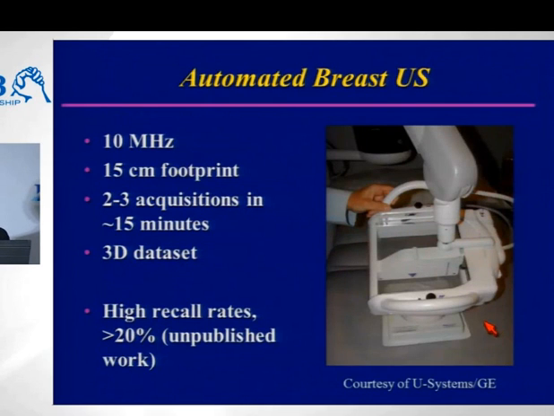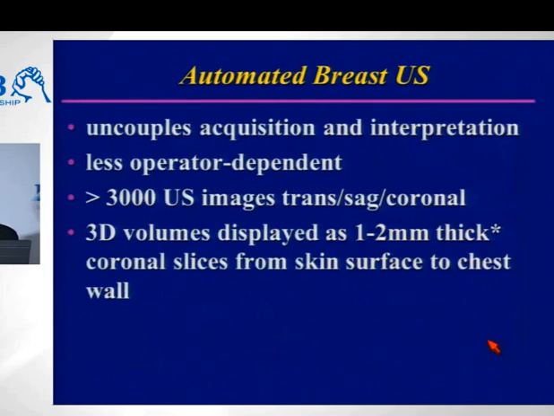Now, one of the solutions to this problem is automated whole breast ultrasound, and there are a couple of vendors that have these machines. They use a large footprint probe with 2 to 3 acquisitions in about 15 minutes. So the technologist puts lotion on the breast, holds the probe against the breast, and the images are acquired.